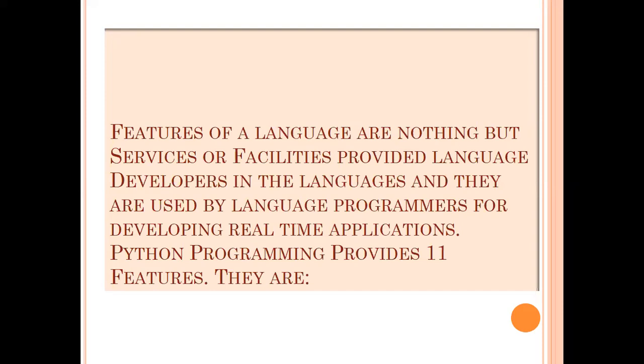Yes, features of a language are nothing but the services and facilities provided by the language developers. Now we all know, as I have told you, it is a very simple, general purpose, highly interpreted language. How is this simple? How is it highly interpreted? We are going to tell you all about it. The Python programming language has 11 features. Let me show you that. What are those 11 features?